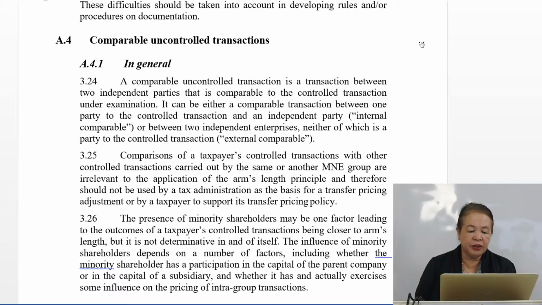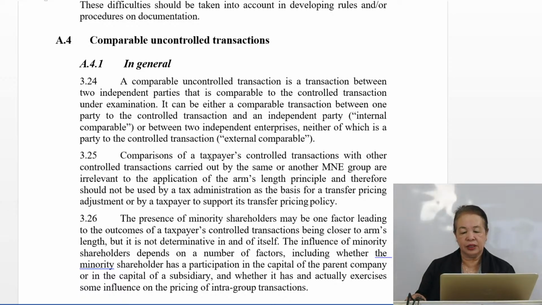The influence of minority shareholders depends on a number of factors, including whether the minority shareholder has a participation in the capital of the parent company or in the capital of a subsidiary, and whether it has and actually exercises some influence on the pricing of intra-group transactions. No?